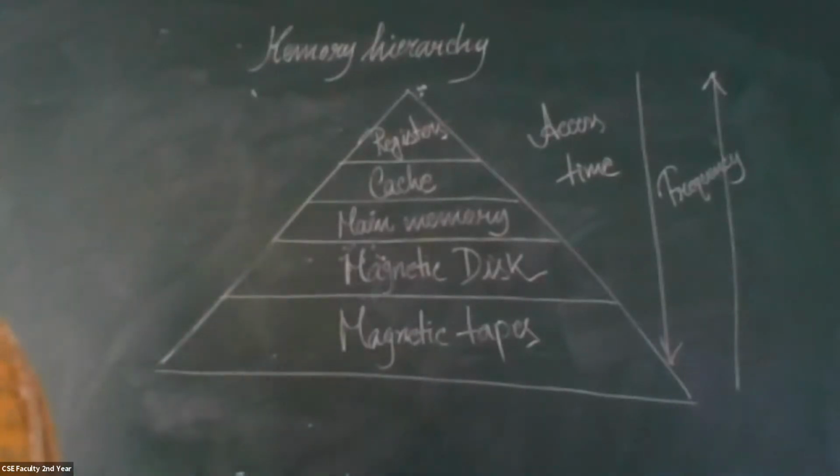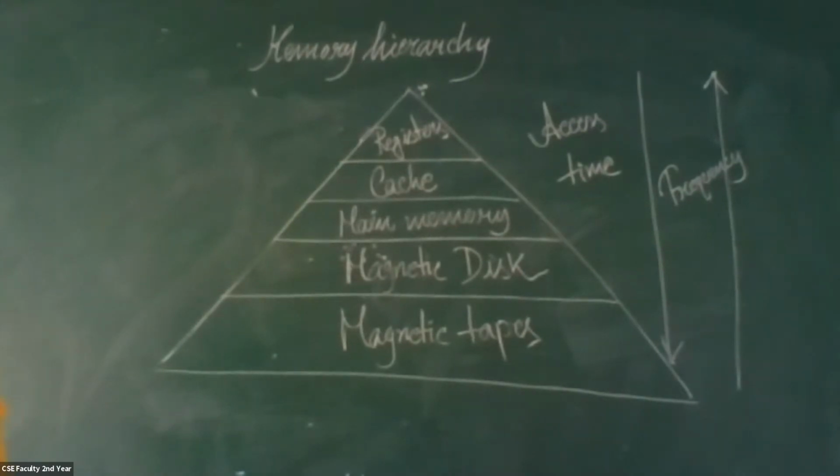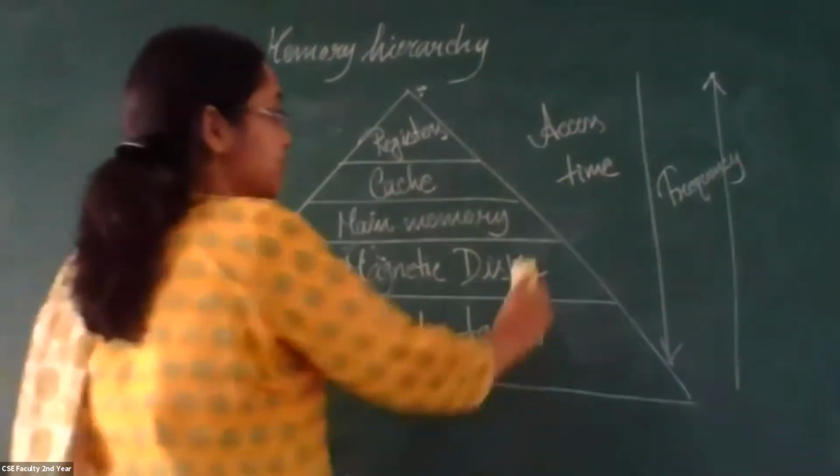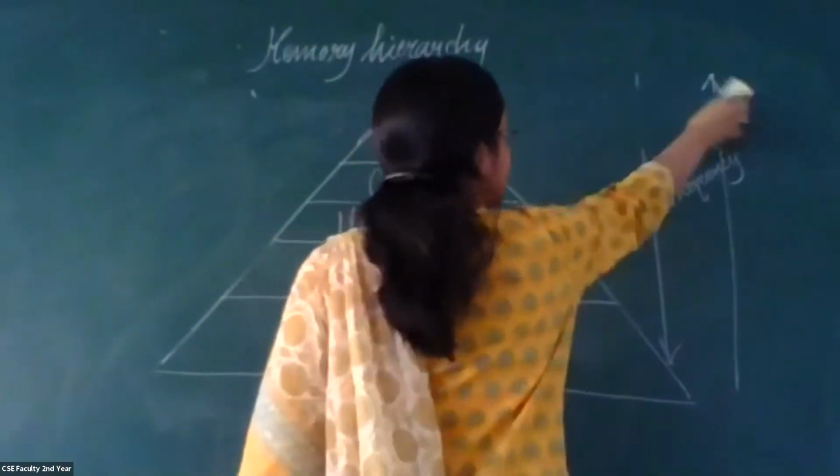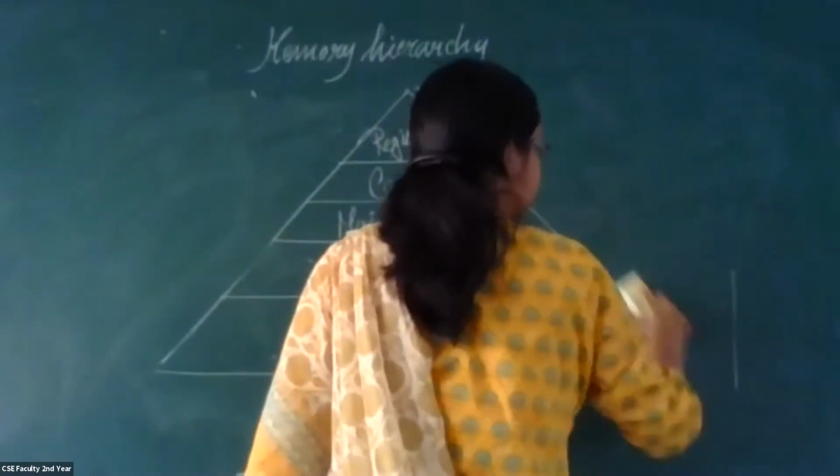Ma'am, magnetic disks and magnetic tape are the examples of secondary memory. What is the example of secondary memory? What did you say? Ma'am, magnetic disks and magnetic tape. All these are actually external memories. When you learn virtual memory, you will be more clear about it.